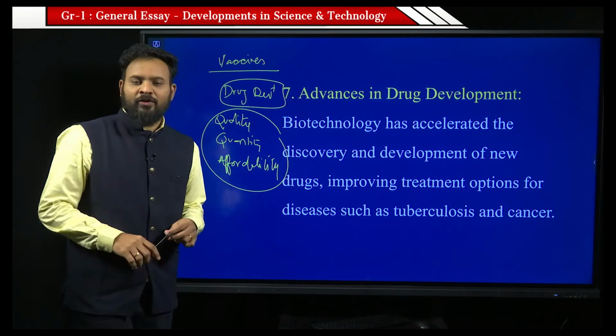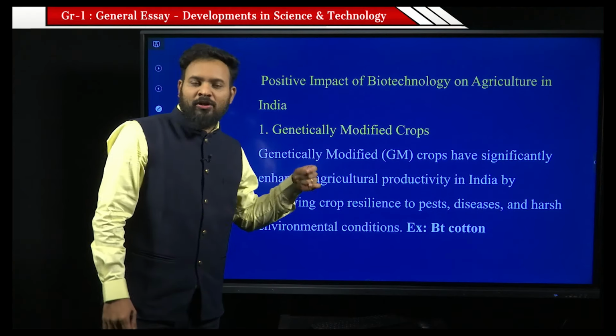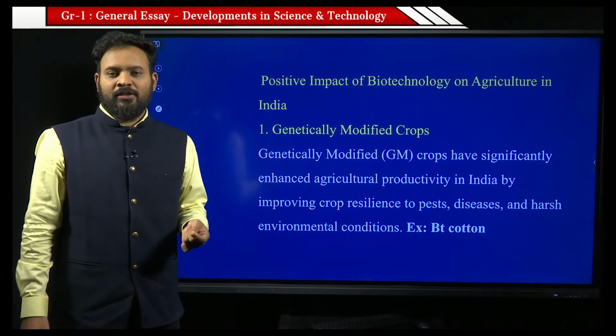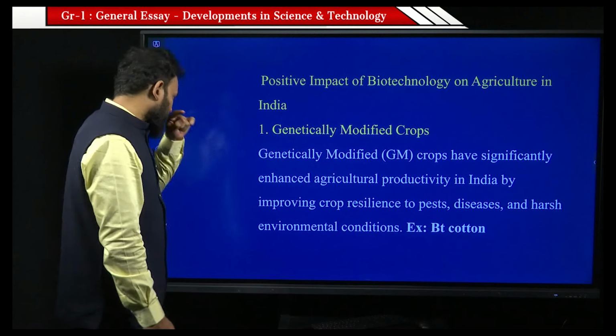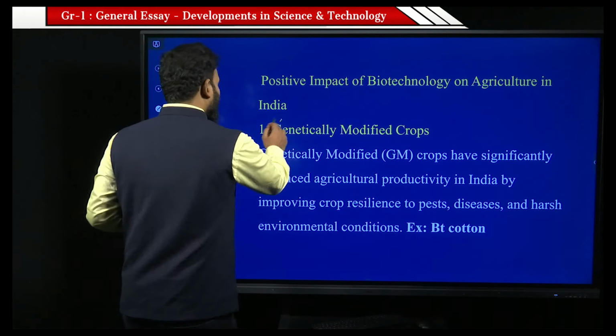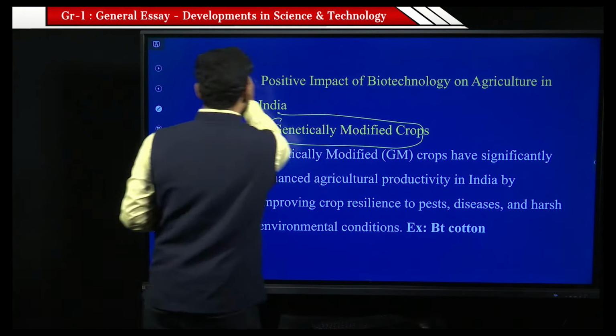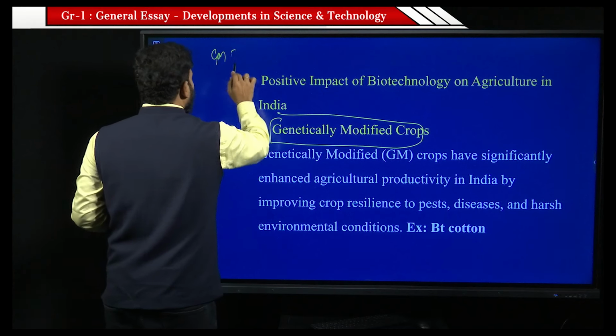Now coming to agriculture: how biotechnology can change the future of agriculture in India. So let us see some of the positive effects of biotechnology in the field of agriculture. Coming to the first important area, GM crops, genetically modified crops.